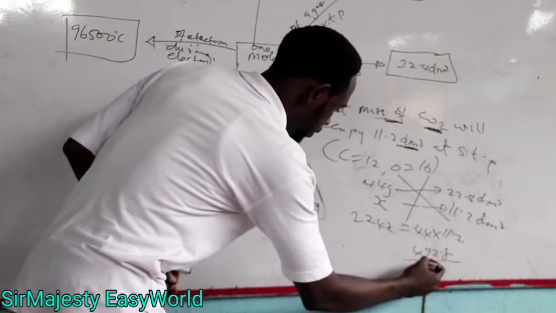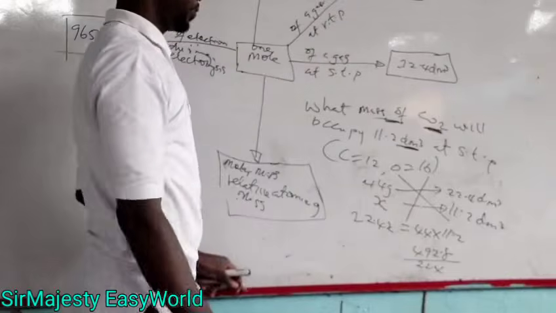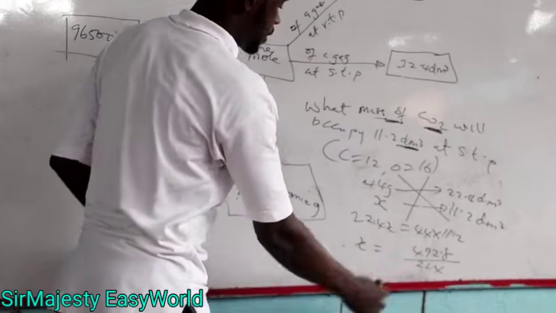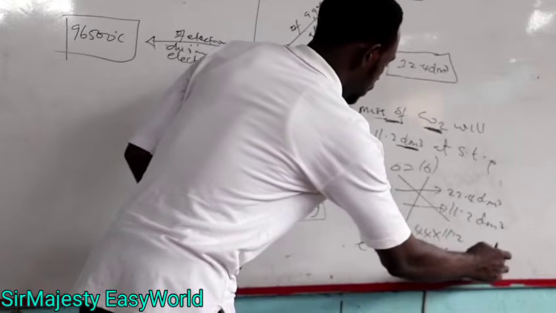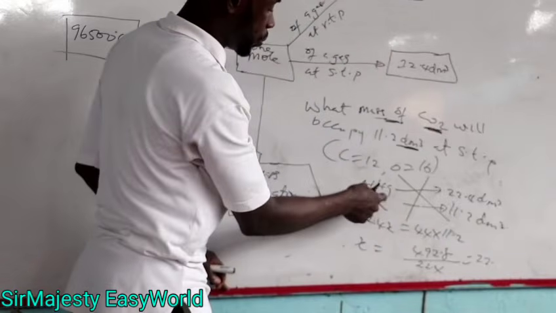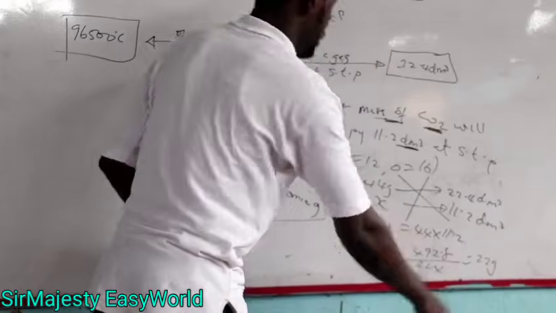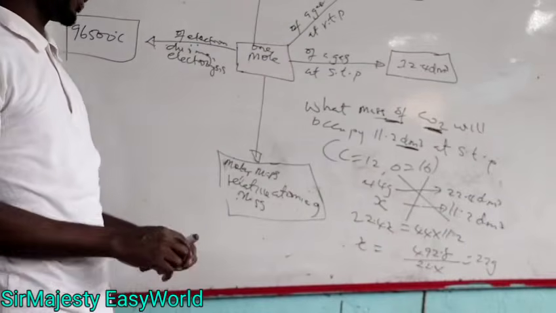492.8 divided by 22.4. So our x is now what? 22. It is exactly 22. 22 what? Some may be confused. It should be gram because this is where the tail is. So this is just the short form of calculating.